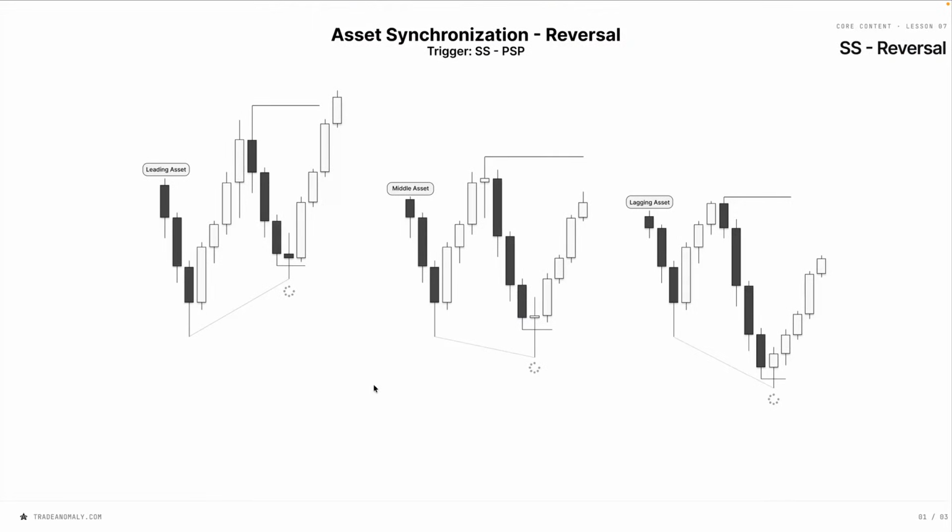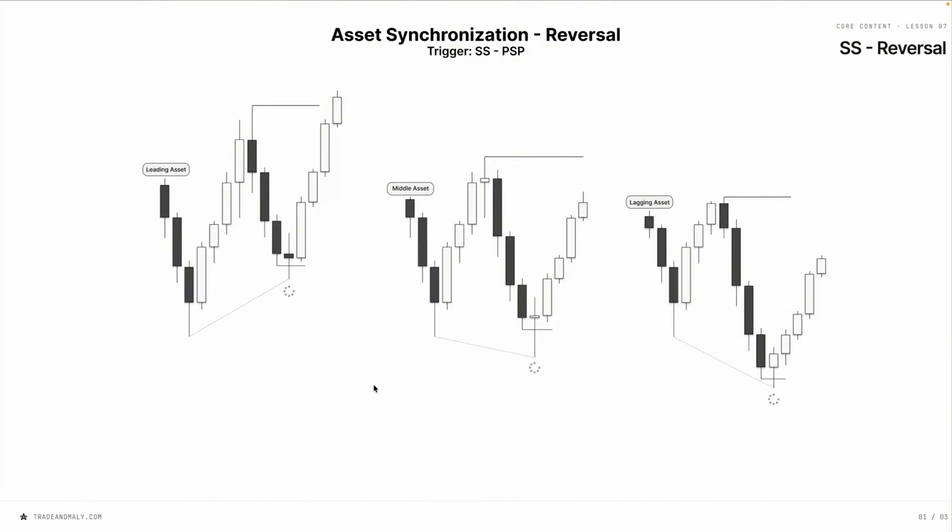Now we're going to be covering asset synchronization, going over reversals, and the trigger for asset synchronization is going to be a concept that I created called strength switching. And this is how we typically confirm reversals. This is how we confirm SMT breaks. It is a two-stage SMT, but it is the most powerful type of two-stage SMT. And we are going to be covering every single type here.